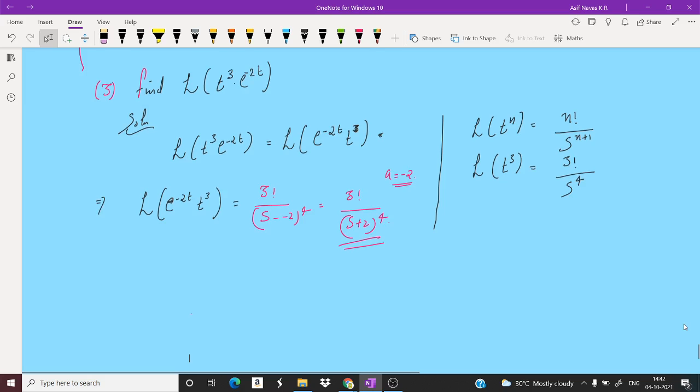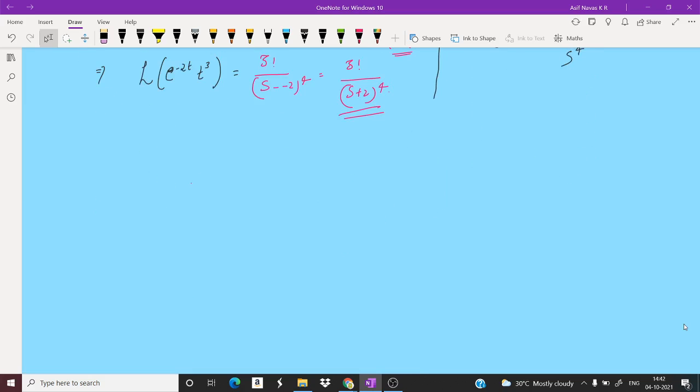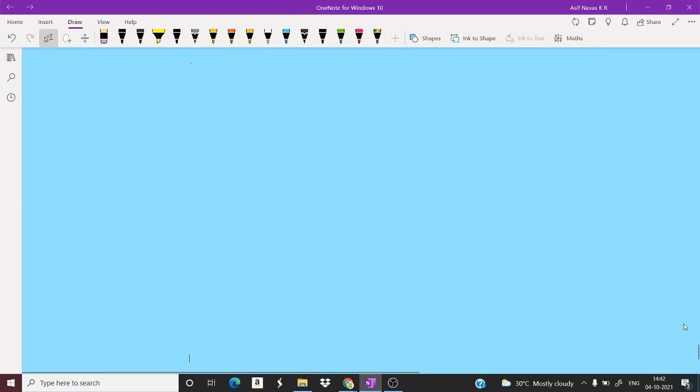Now we will do one more problem and then we will move to inverse Laplace transform. The next problem, the fourth problem: find the Laplace transform of sinh t cos t.